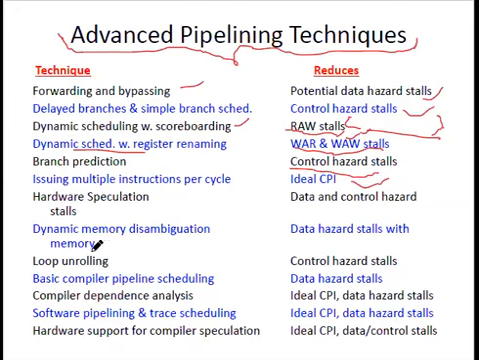Dynamic memory disambiguation addresses data hazard stalls. Loop unrolling addresses control hazard stalls. Basic compiler pipeline scheduling addresses data hazards. Compiler dependence analysis addresses data hazards. They are all part of data and control hazards. So hardware support for compiler speculation is part of both data and control stalls.